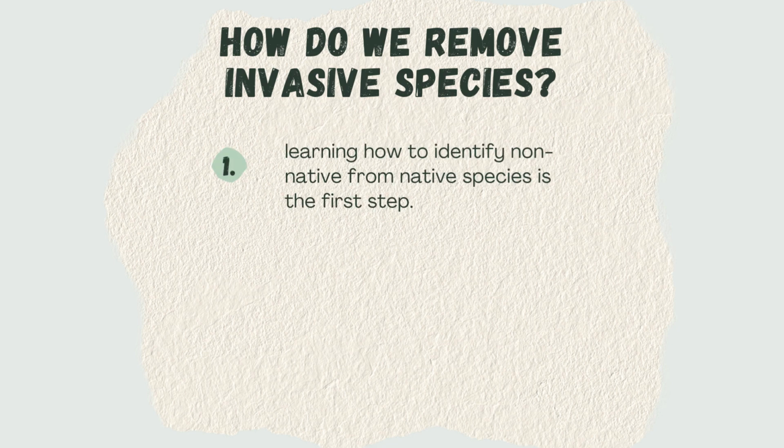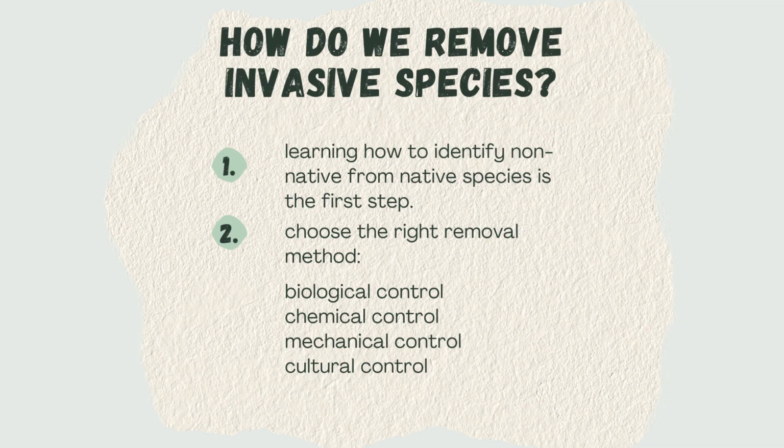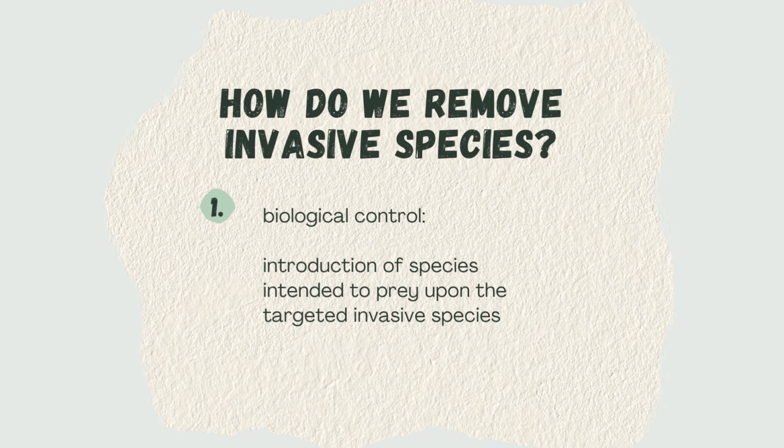Learning how to identify non-native from native species is the first step. The second step is choosing the right removal method. Biological control is the introduction of species intended to prey upon the targeted invasive species.